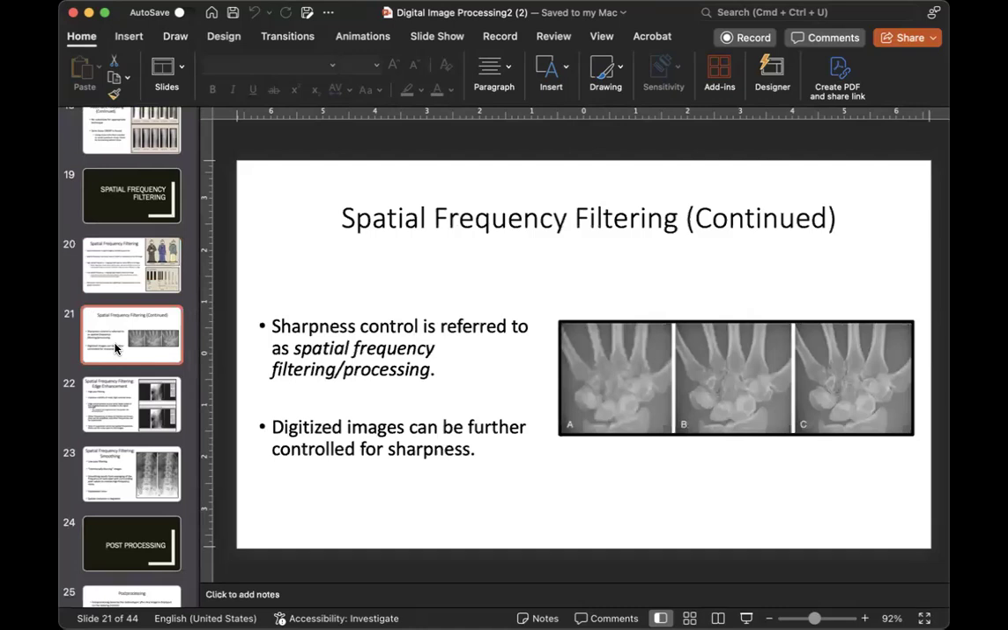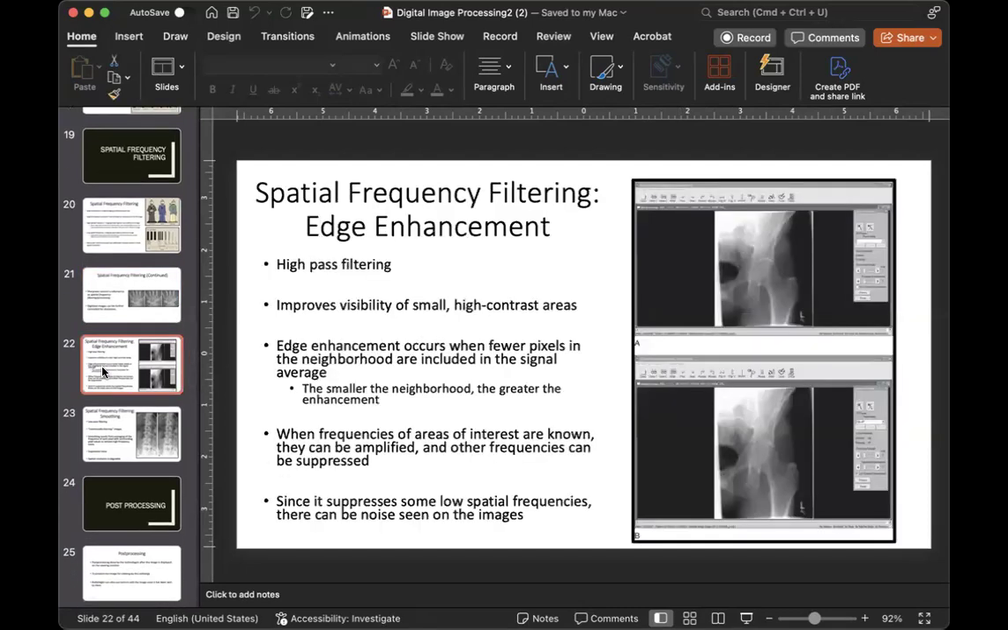And essentially, there's also something that occurs that we can do, which is called spatial frequency filtering. And so this filters and processes the image itself, right? We can control the sharpness. And so the first one is edge enhancement. This is high pass filtering. It improves the visibility of small, high contrast areas. Edge enhancement occurs when fewer signals in the neighborhood are included in the signal and averaged. Okay. The smaller the neighborhood, the greater the enhancement.